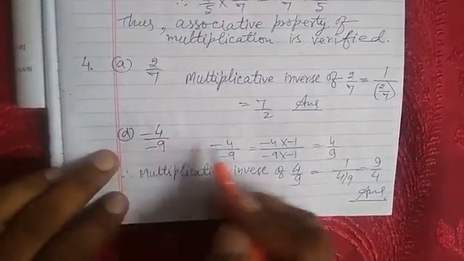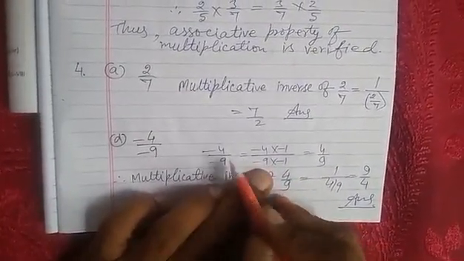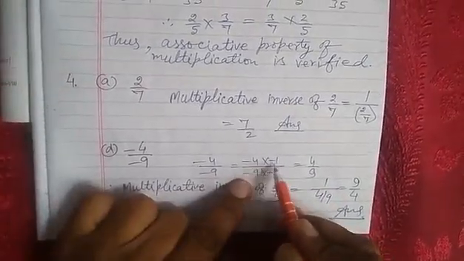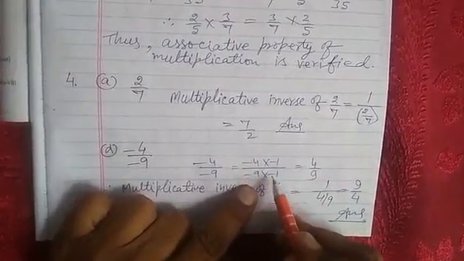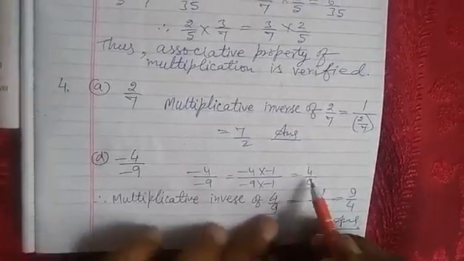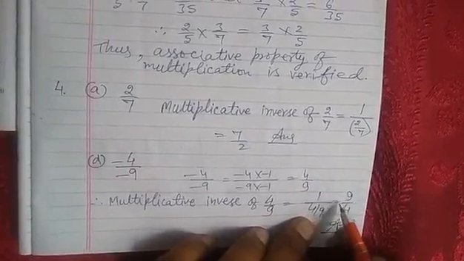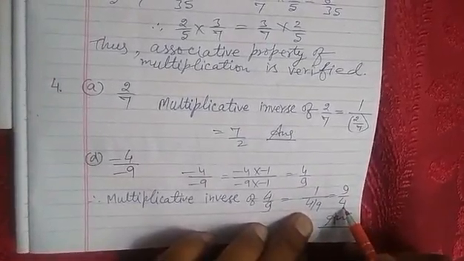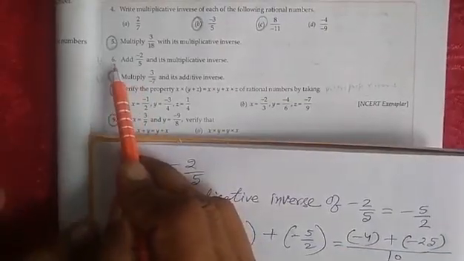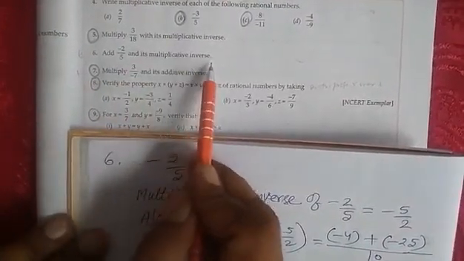D part minus 4 upon minus 9. This rational number can also be written like this. We have to multiply numerator and denominator by minus 1. We get minus 4 into minus 1 is equal to 4 and minus 9 into minus 1 is equal to 9, so 4 upon 9. Therefore, the multiplicative inverse of 4 upon 9 is equal to 1 upon 4 upon 9, which is equal to 9 upon 4. This is the multiplicative inverse of minus 4 upon minus 9. Now, question number 6. Add minus 2 upon 5 and its multiplicative inverse.